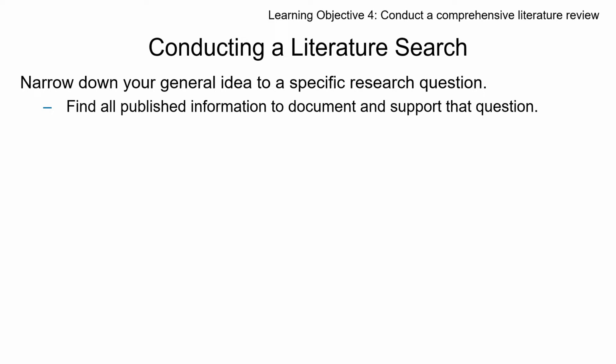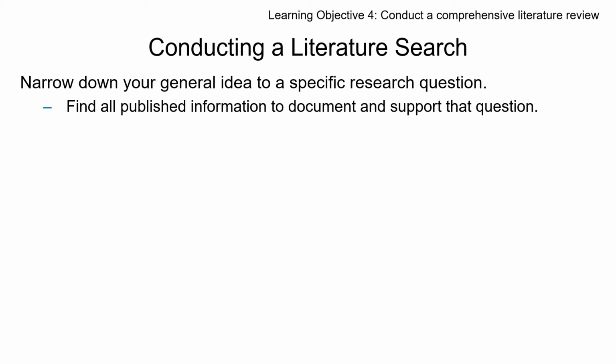What is the process of a literature search? First, you're going to be attempting to narrow down your general idea to a specific research question. The more specific, the better, but again, you might have to start looking at what's out there to be able to get more specific. And then once you've narrowed it down to that specific research question, so you've read the literature that's out there. That's not conducting the literature search yet. You're just reading what's out there.